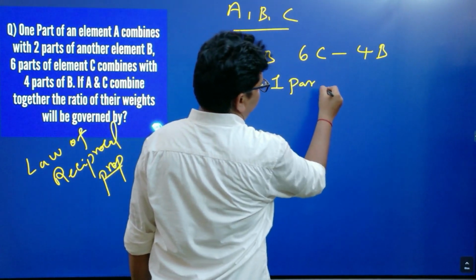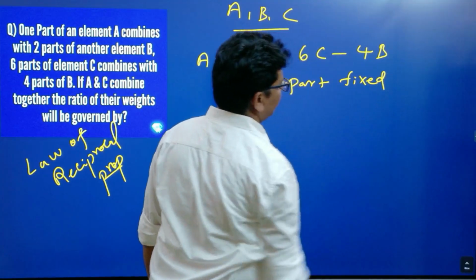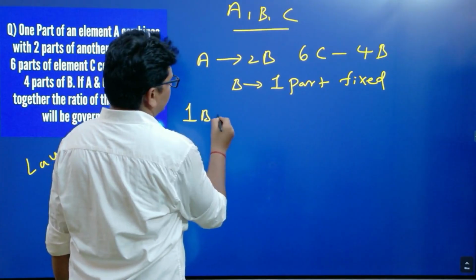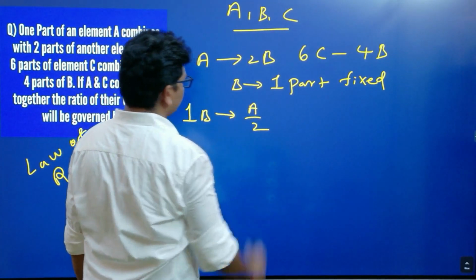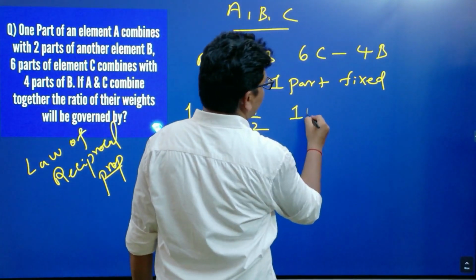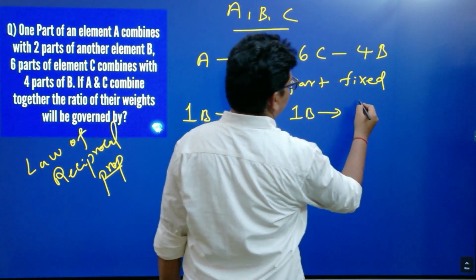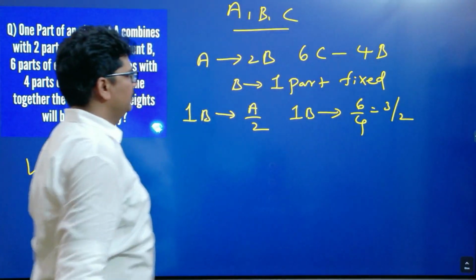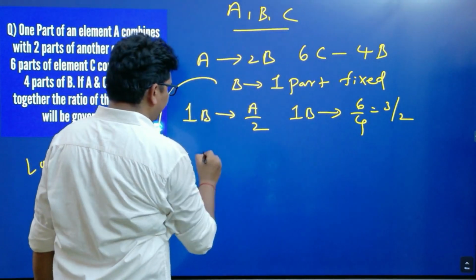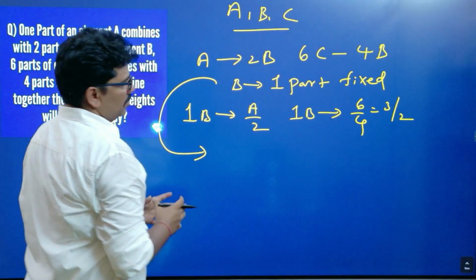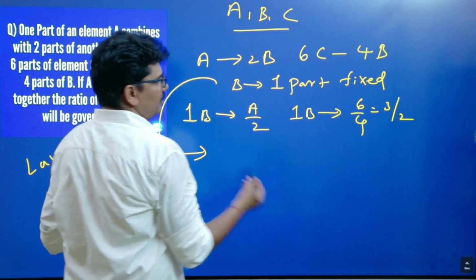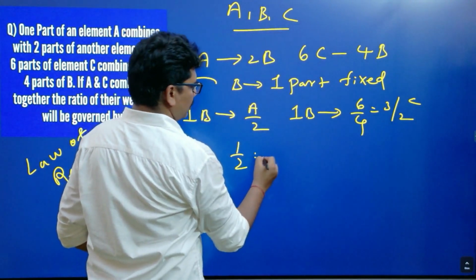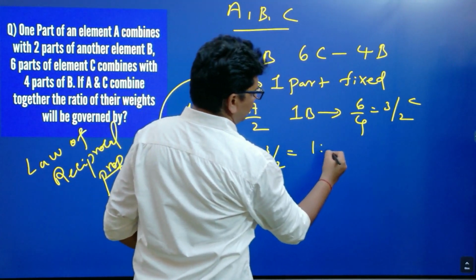Take B as fixed, that is one part. Now for one part of B, how much A is there? A by 2. For one part of B, how much C is there? 6 by 4, which is 3 by 2. So for the fixed mass of B, what is the mass ratio of A and C? 1 by 2 is to 3 by 2. What is this ratio? 1 is to 3.